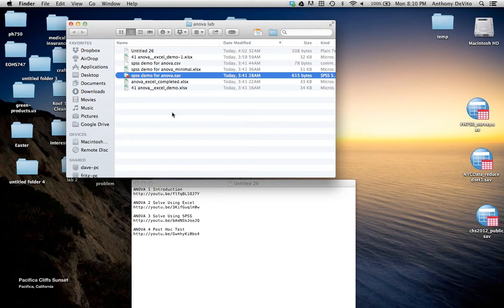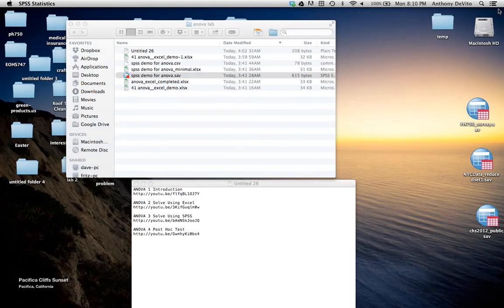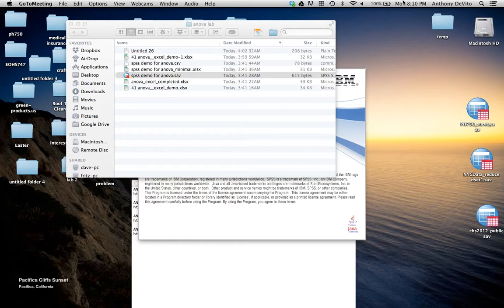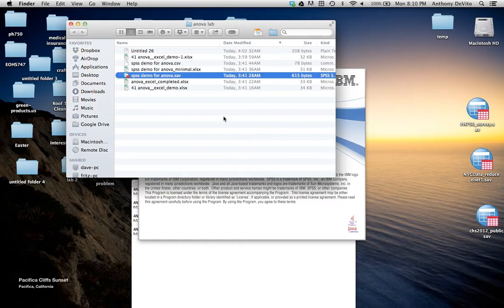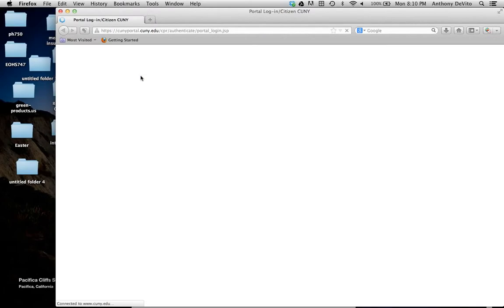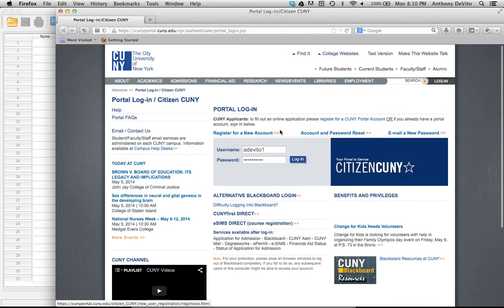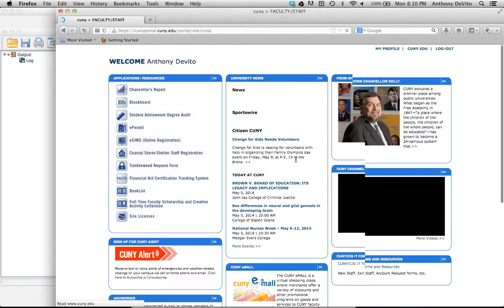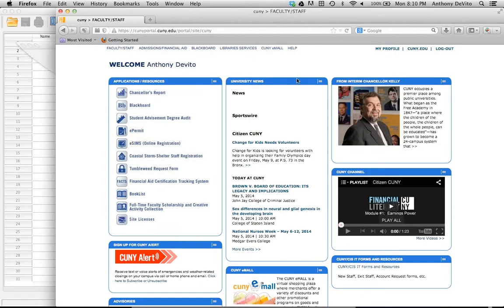This demo for ANOVA is exactly the same file, I hope. We're going to double click on it, open it, and hopefully SPSS will open up. You guys can download it in the meantime and open it in SPSS. It's not there? I can put it up right now. I uploaded them from this. I would have thought it would have been there, but I'll check that right now.